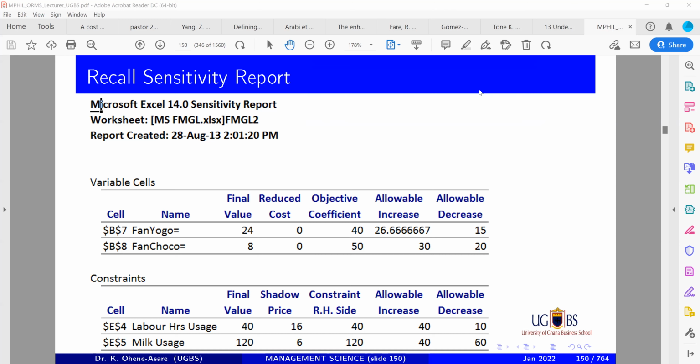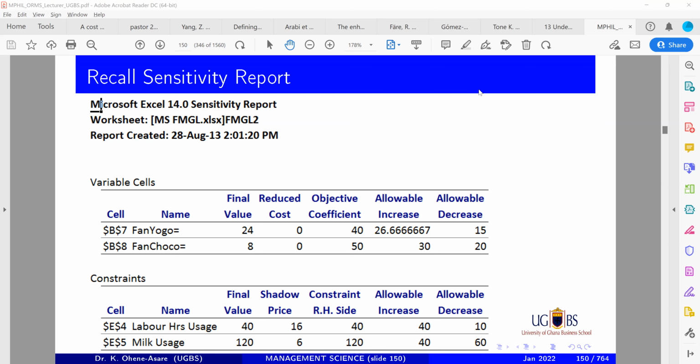Yes, Prof. I think I got confused with the signs to know if a constraint is binding or not. You made mention that if the shadow price is 0, it's not binding, but I think there was some confusion there. So I just want you to clarify that. Does it mean that if the shadow price is 0, the constraint is not binding?